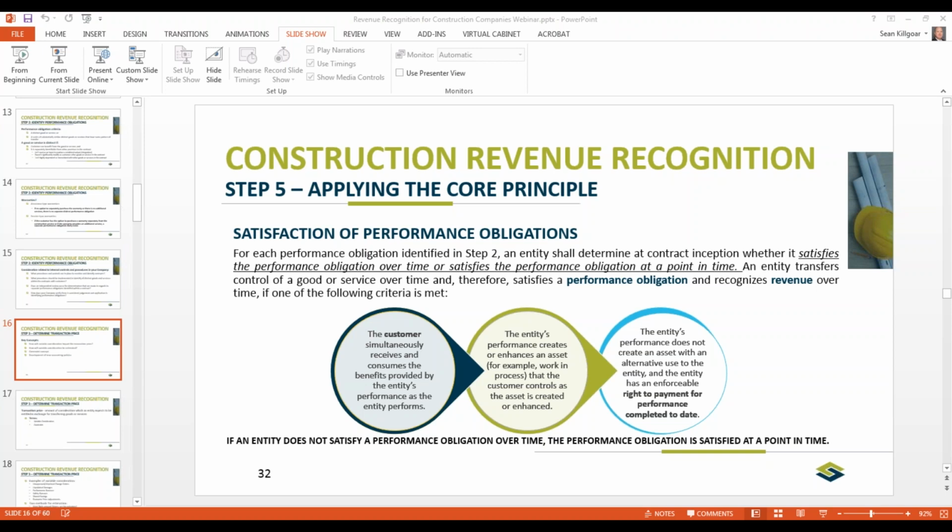The entity's performance creates or enhances an asset that the customer controls. Well, if you're building a building in downtown Boston, I don't think that you can control the building. It's really the customer who controls that. So I think a lot of our contractors are going to fall into two, and that's going to be an easy way for them to stay on the percentage of completion. The third one, the entity's performance does not create an asset with alternative use. I think that speaks for itself. But the biggest piece, if you're going to default to the third circle here, is that you have a right to payment for performance completed to date. So I think it's going to be pretty straightforward for most of you.